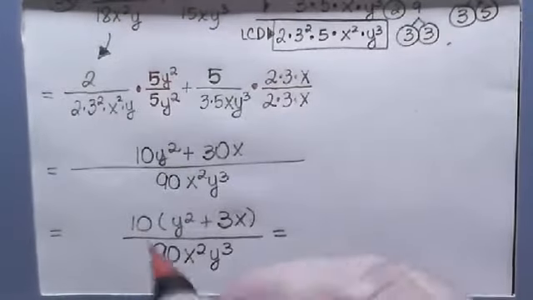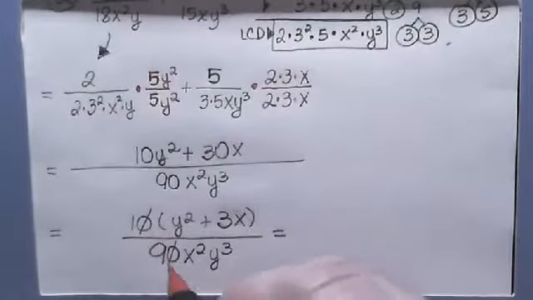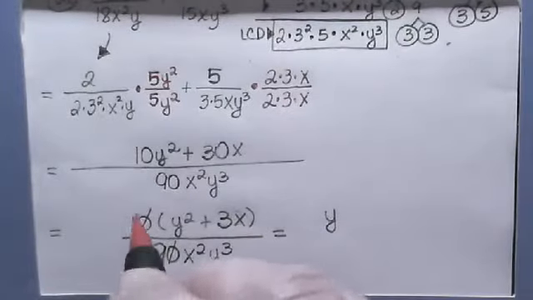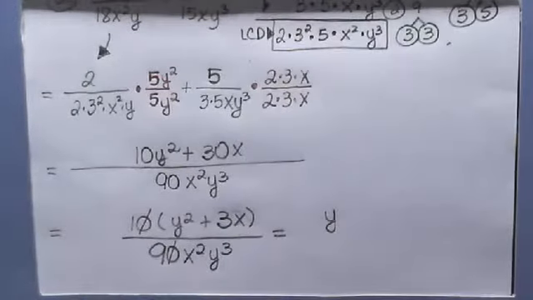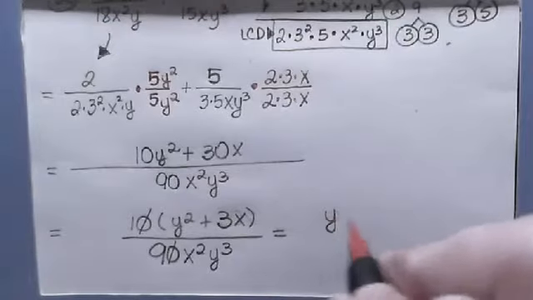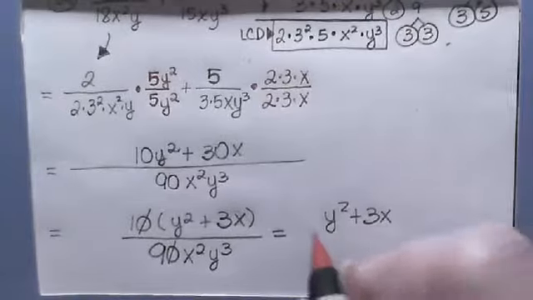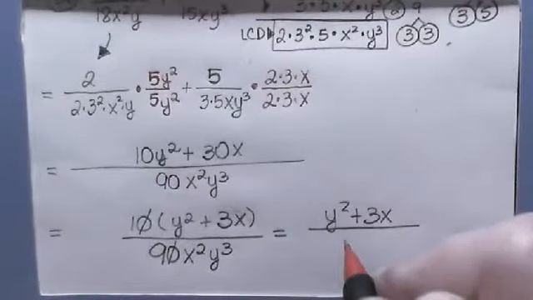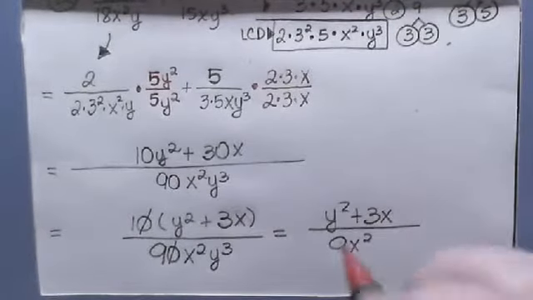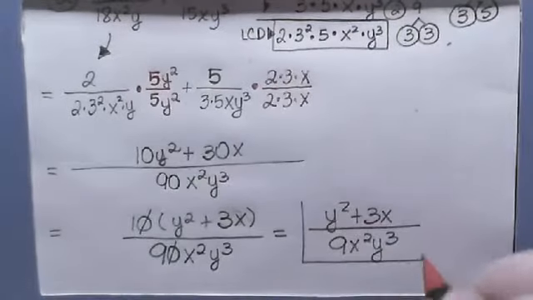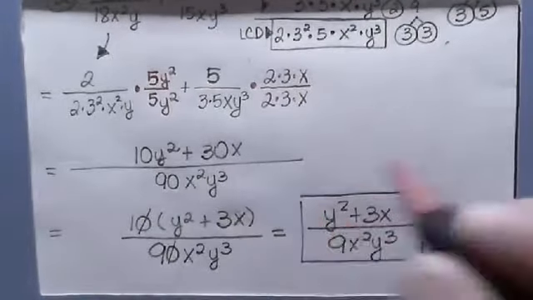Now when I compare these two, I can cancel the 10s. 10 goes into 10 one time, 10 goes into 90 9 times. So basically this would be y squared plus 3x on top. And on the bottom I'm going to have 9x squared y to the third. And there's nothing else I can do with these two. So I'm done.